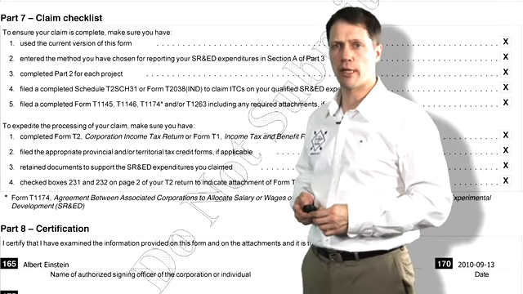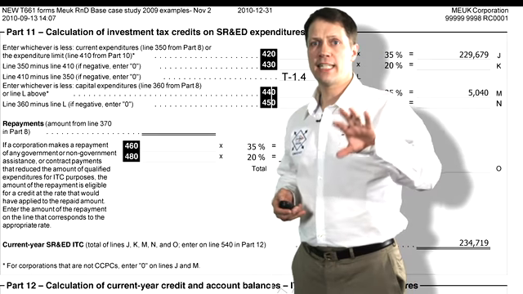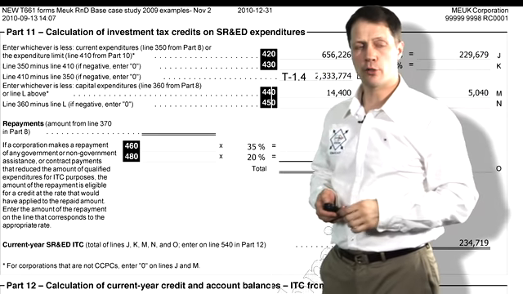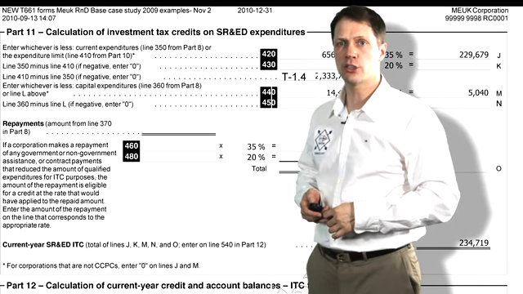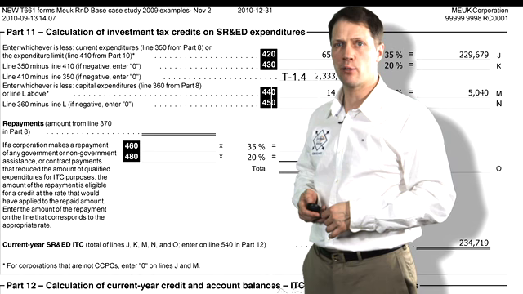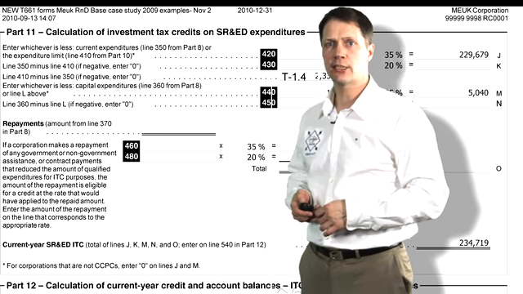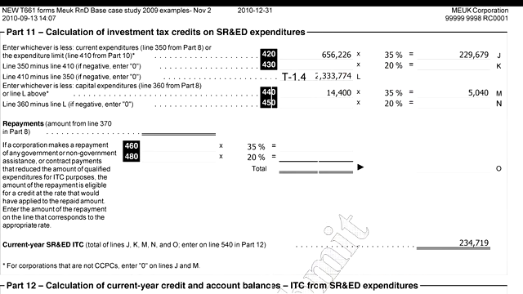Okay, Section T2s of our form is the actual Schedule 31 of the tax form and the calculation of the tax credits. So here's where we're going from T1.4, so the 4th page of the T1s, our calculation of federal qualified expenditures, both current and capital, to calculate what our ITCs are. So in this case, we take our current expenditures of the $656,000 times 35% is our $229,679 federal ITC on current expenditures.